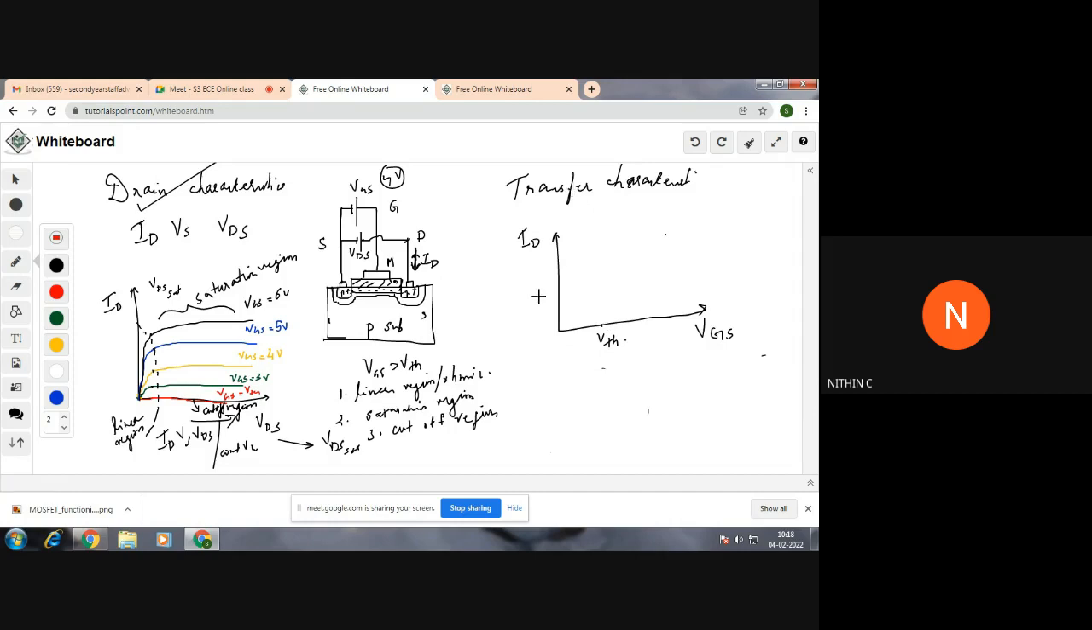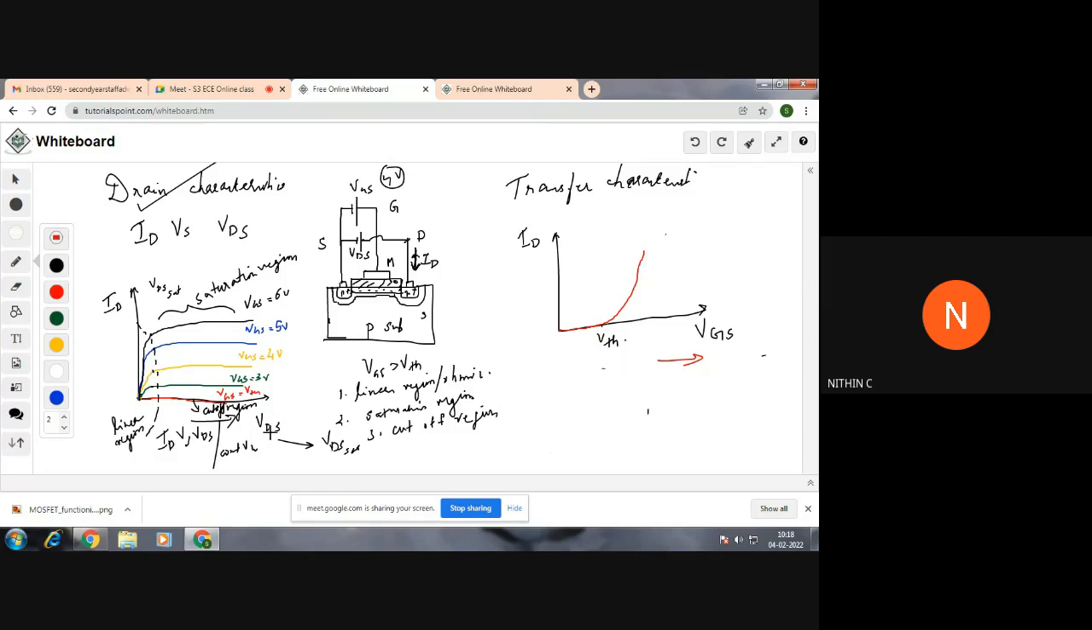If I am drawing the transfer characteristics, that is a graph between ID and VGS. If I take this point as VTH, till VTH however much I increase VGS, what will be the value of ID? I said there will be a channel only when VGS is greater than VTH. Yes, till VTH point ID will be 0. There will be current flow only when VGS is greater than VTH. After VTH it will increase. That's all there is to the transfer characteristics. This will be the transfer characteristics of the N channel enhancement MOSFET.